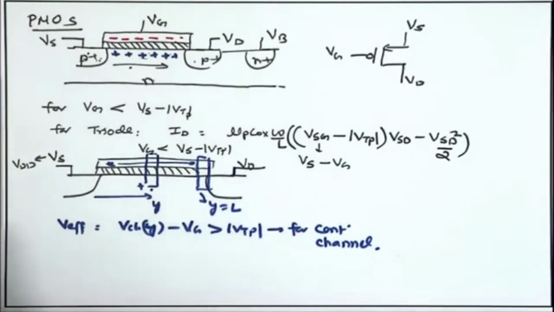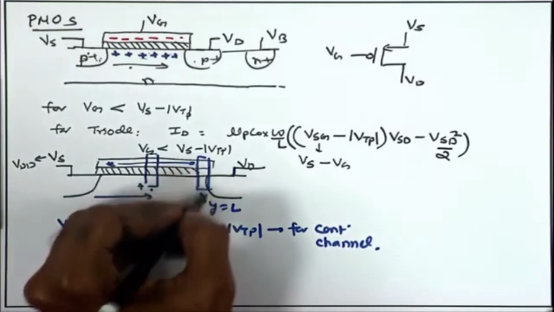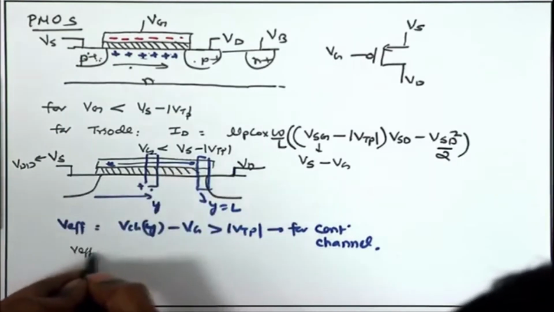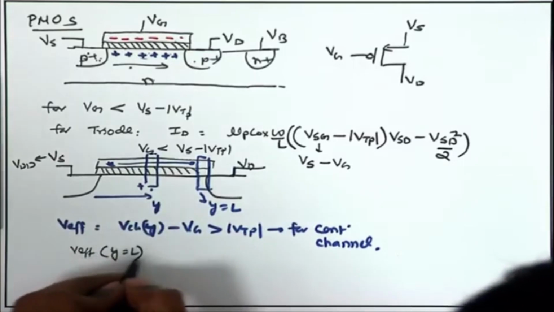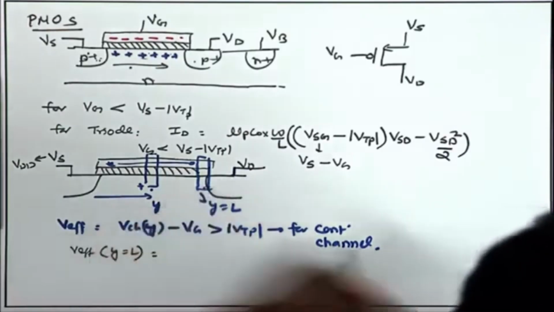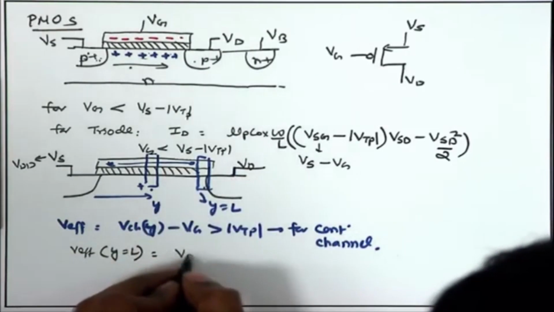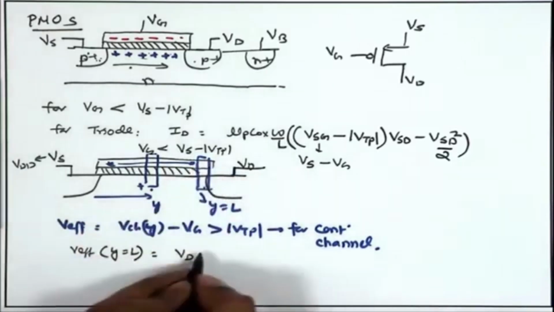the effective voltage V effective at y equal to L is going to be the V channel, which is close to Vd. So, this just becomes Vd, and the gate potential is Vg.